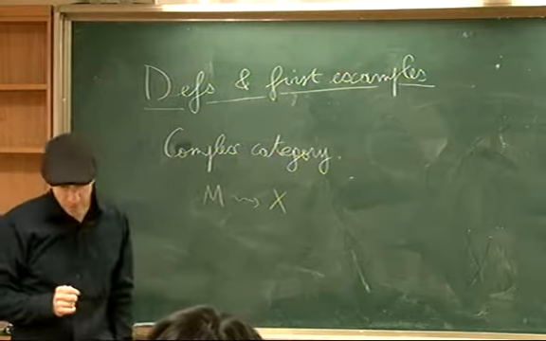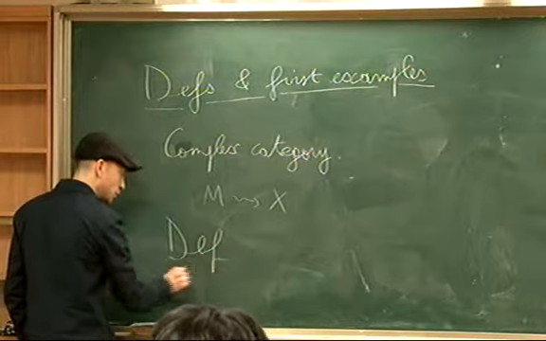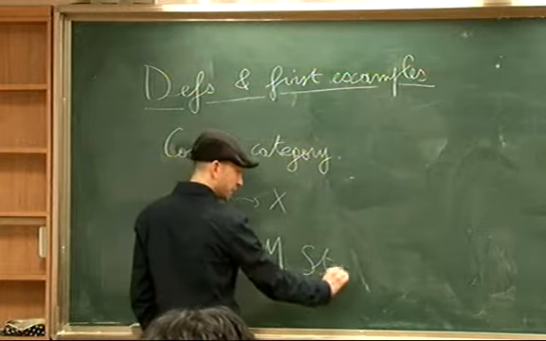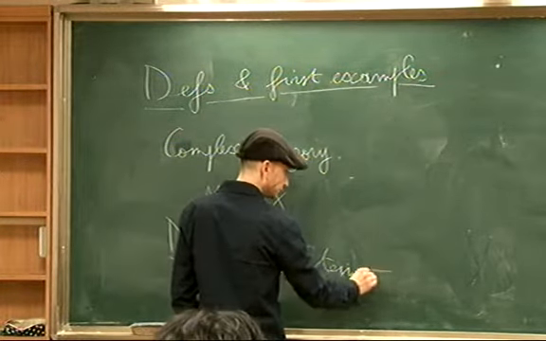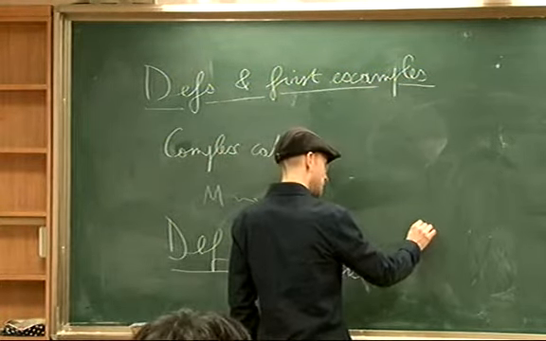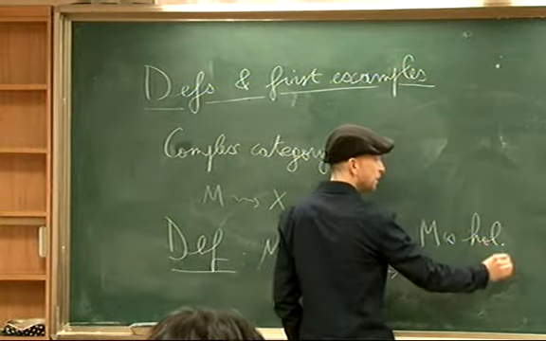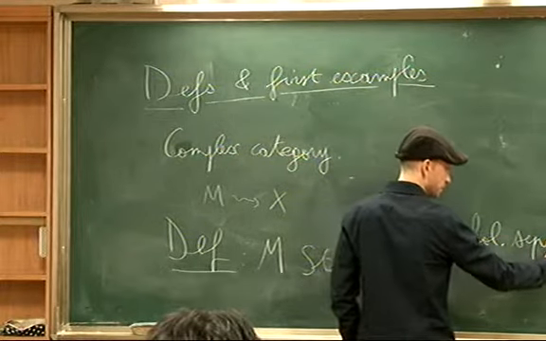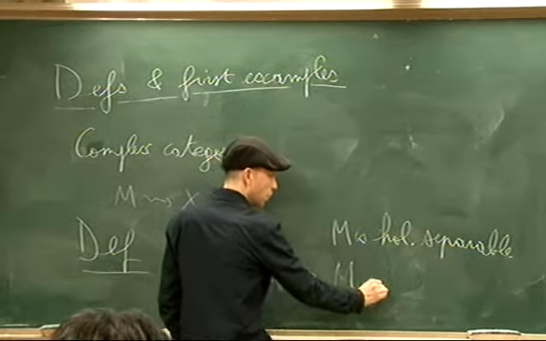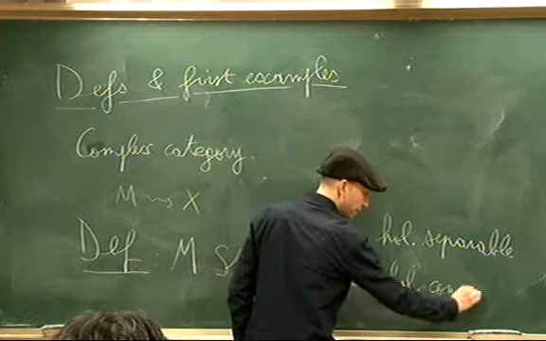So let me begin by a definition. If we take a manifold, complex manifold, we say that it is Stein when two things are true. The first is that M is holomorphically separable, and the second one is that M is holomorphically convex.